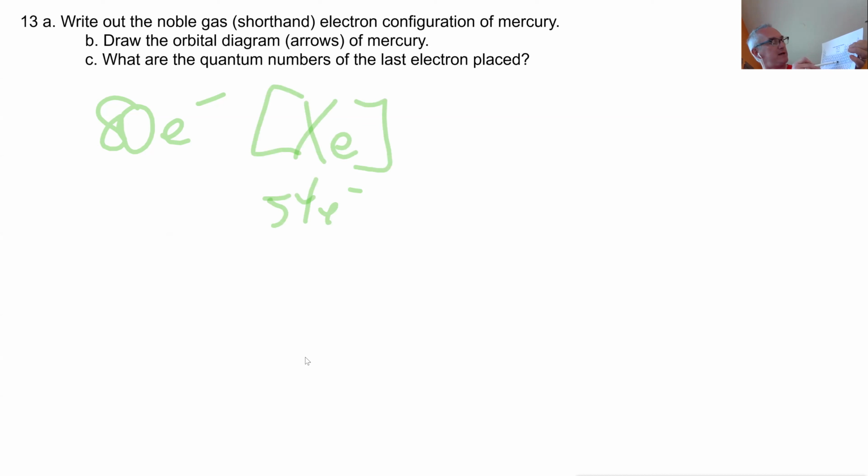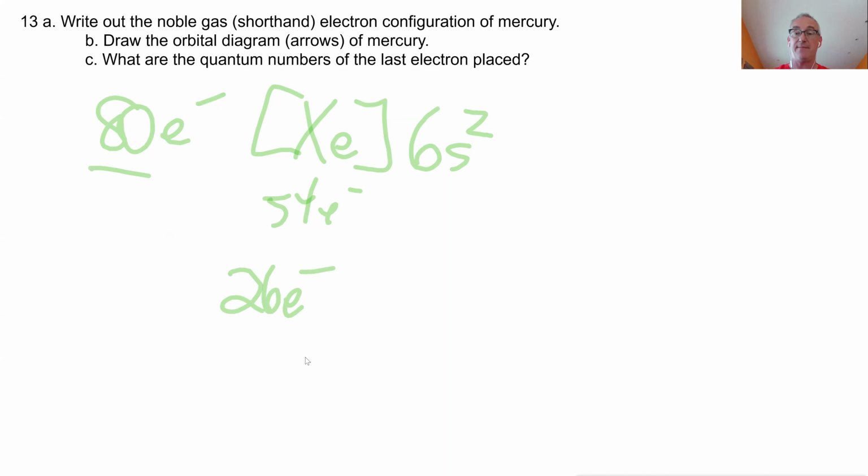So the next element is cesium, and then you just go down 1, 2, 3, 4, 5, 6. 6s2. And you just keep going. As you follow along, you fill out the periodic table until you get to 80 electrons. So you would need to add another 26 electrons.